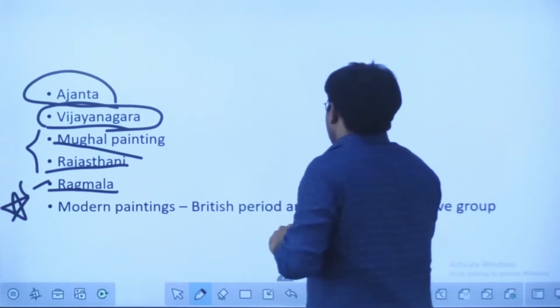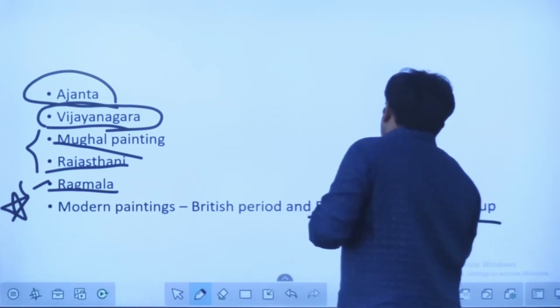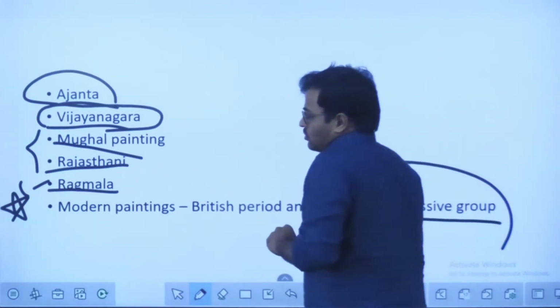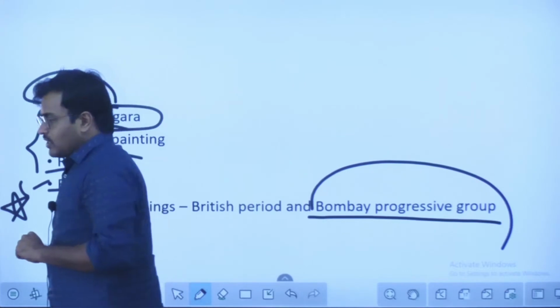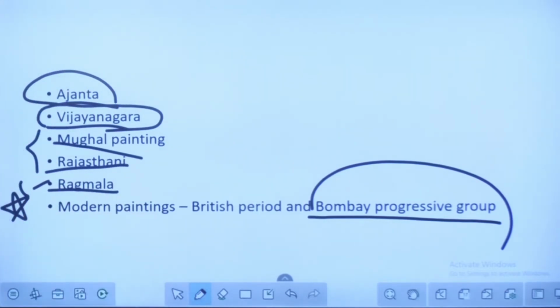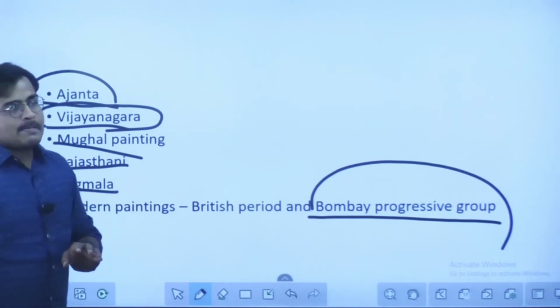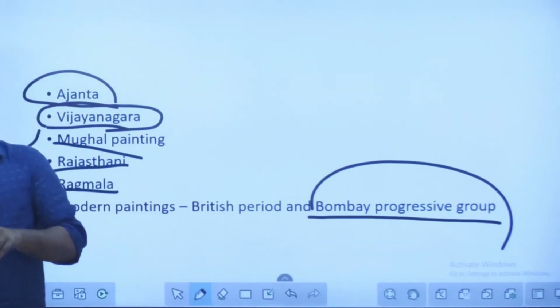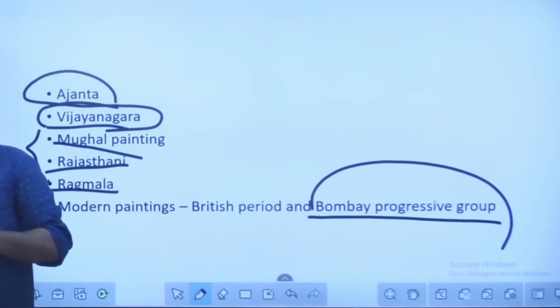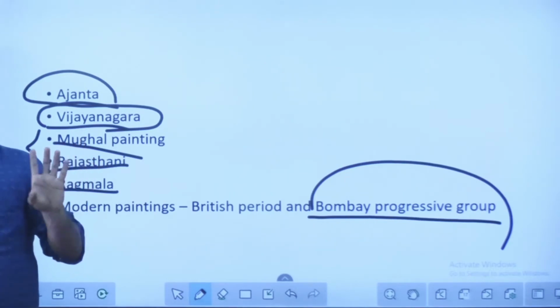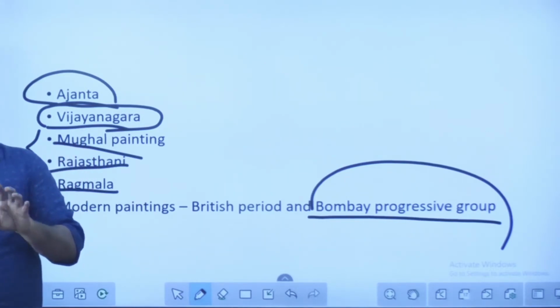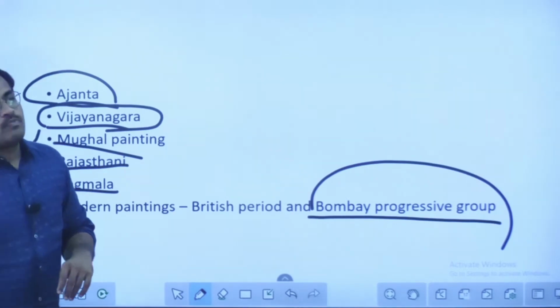Then, in modern paintings, you need to study the Bombay Progressive Group. Only one theme I'm asking you to read. Just read Bombay Progressive School. I've given information: M.F. Hussain, Souza, and others, what are they trying to represent? I have given information in the slides. What is the Cubist movement? Everything I have given. Just read them. Once you read them, you will have the necessary information to write an answer.